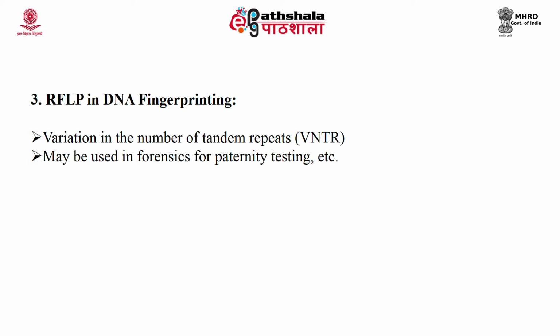Third, RFLP in DNA fingerprinting. Variation in the number of tandem repeats, that is VNTR, of a short DNA segment can be used to generate an individual specific pattern called DNA fingerprinting, which may be used in forensics for paternity testing, for providing evidence to establish the innocence or the probability of the guilt of a crime suspect.